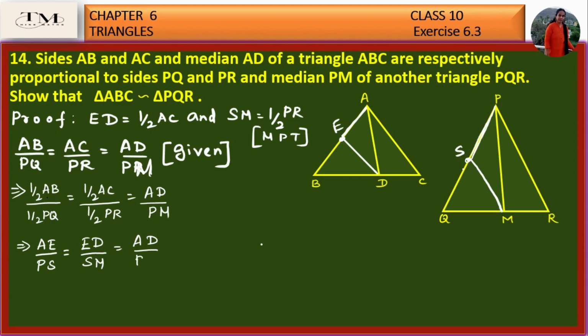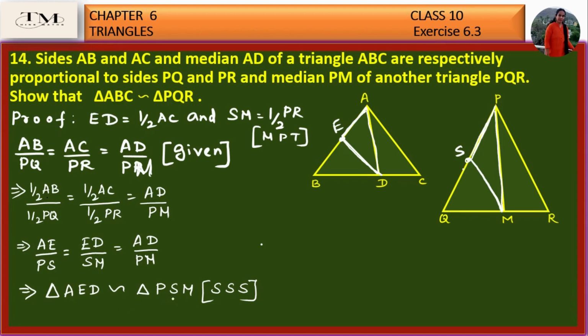AD by PM, since medians are proportional. Now check these sides: AE, next one is ED, next AD. In the denominator we have PS, SM and PM. So in this triangle, all three sides are proportional. Then triangle AED is similar to triangle PSM. By side, side, side criteria, these two triangles are similar.